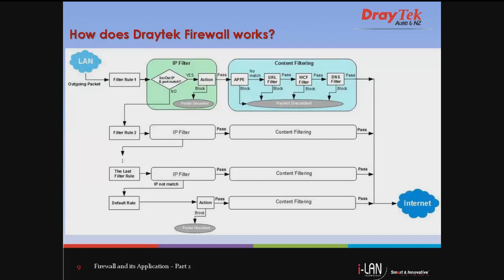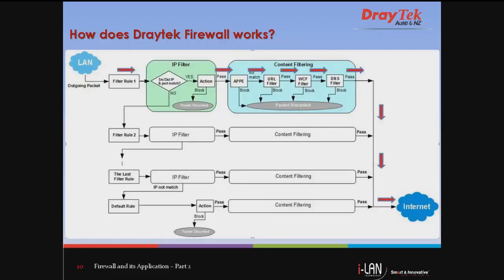We will use this diagram to further explain Draytek firewall process and sequence. In this first scenario, the packet that is forwarded by the router matches the IP filter. The firewall's decision is to pass the packet. After the packet passes IP filter, it proceeds to content filters. If the packet does not match inside the content filter, the packet passes and reaches the internet.